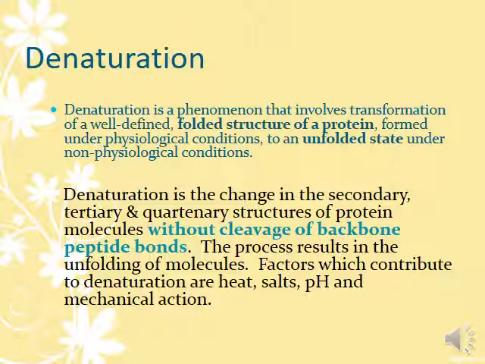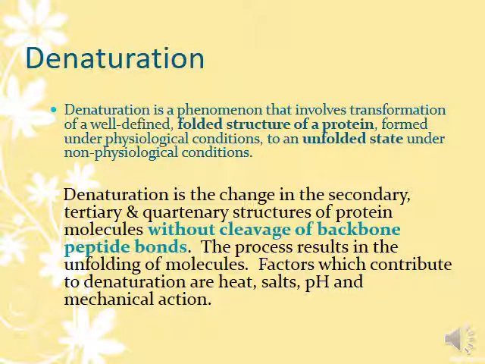Next, we move on to denaturation. So what is denaturation? It's a phenomenon that involves transformation of a well-defined folded structure of a protein formed under physiological conditions to an unfolded state under non-physiological conditions. So what does this mean? It means that you have a folded structure of a protein initially, and it becomes unfolded. Similar to how you fold clothes, and then after folding the cloth, you unfold it because you want to use it, so it becomes unfolded.